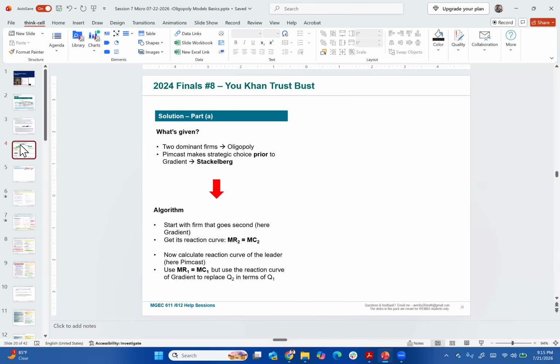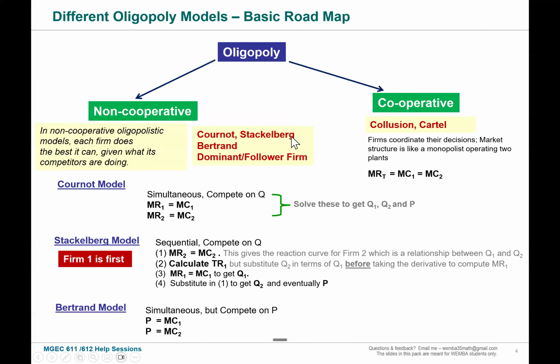Bio. Yeah. So I say first thing is print this page and say, okay, here is all the algorithm I need, all the formulas I need. First, when you read this exam problem, figure out which model he is asking about. Here, as we read the problem, he's talking about Stackelberg, so we convinced ourselves it's the Stackelberg model. If it's Stackelberg, I start with the second firm, the follower, and find its reaction curve. So MR2 equal to MC2 is the reaction curve of the follower firm.